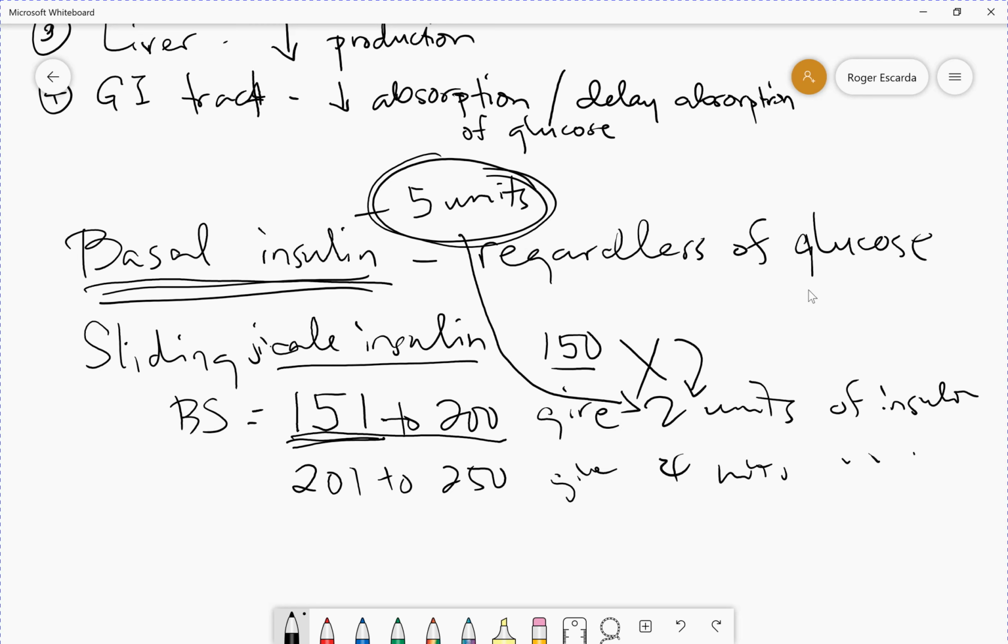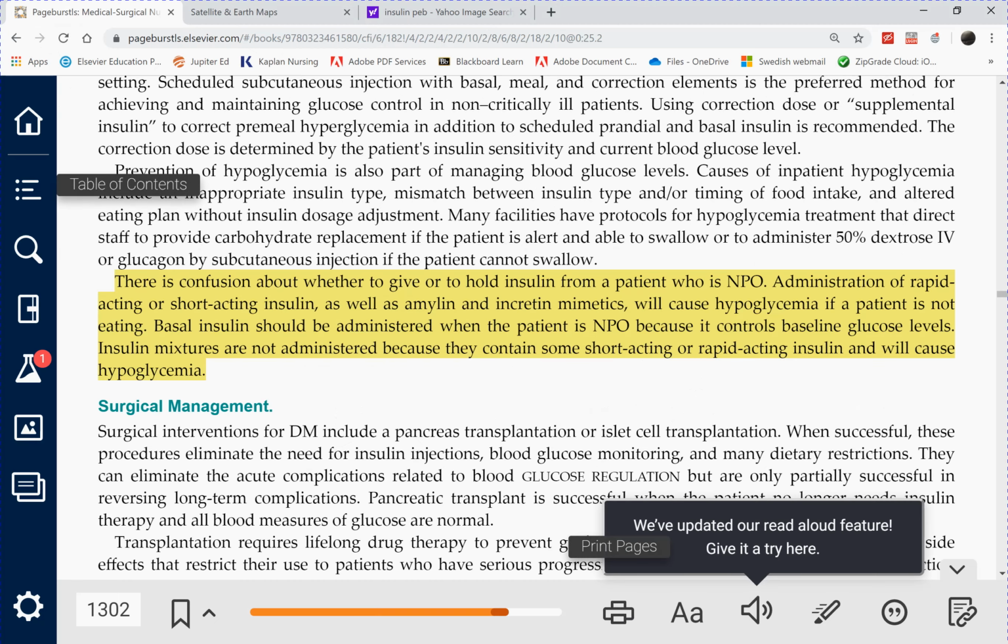So this is what they mean here. Only give basal insulin if the patient has an ordered basal insulin. Otherwise, if the patient is NPO and has no basal insulin ever prescribed, then the sliding scale insulin must not be given. So, clear: rapid-acting or short-acting insulin must not be given.